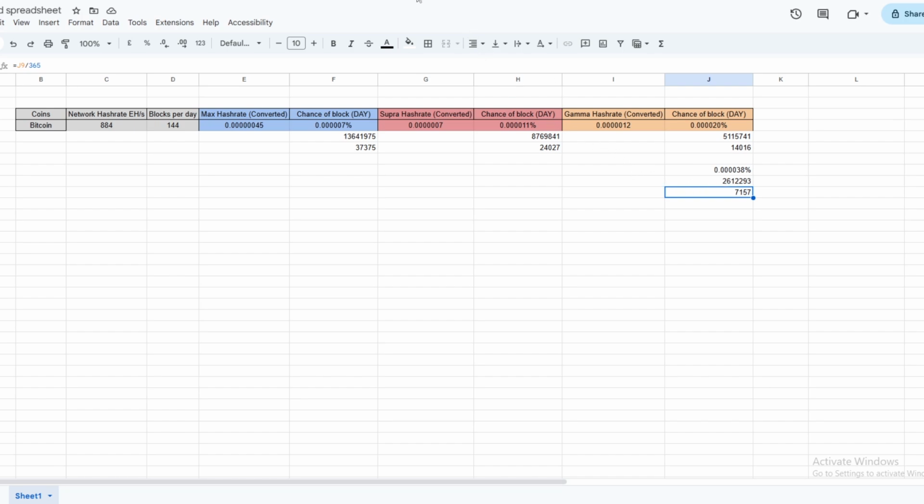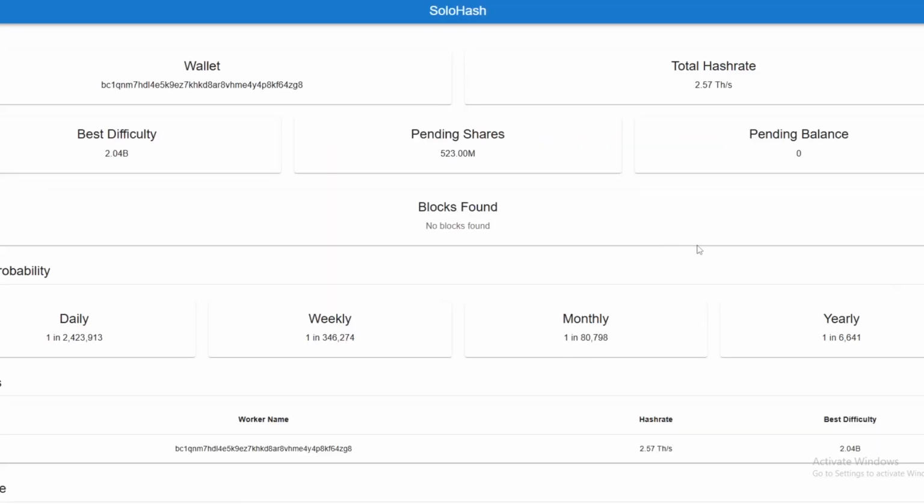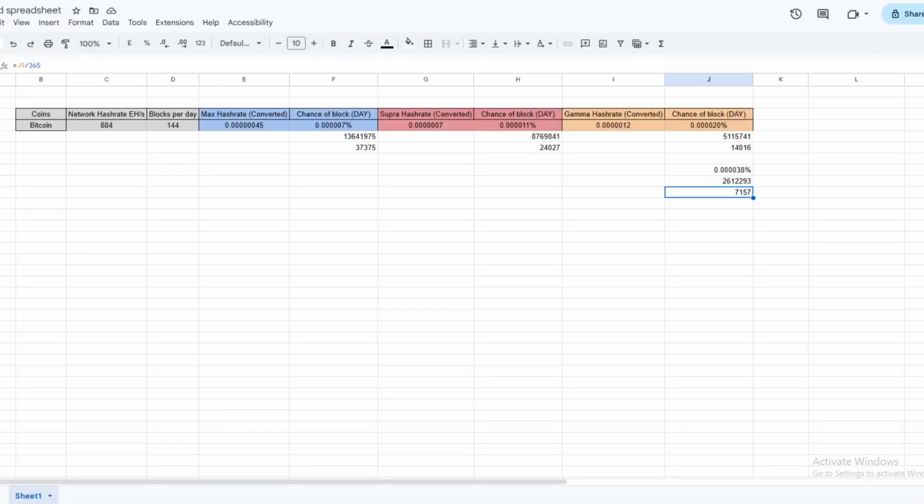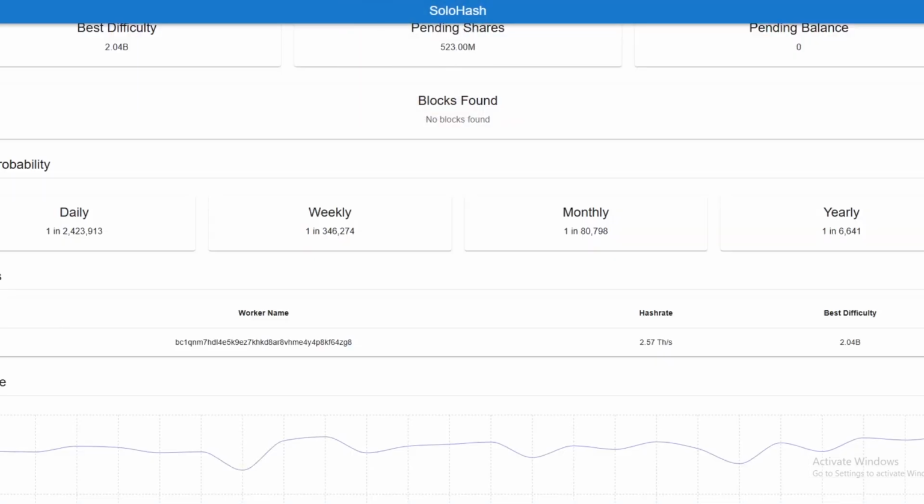So that's what's happening basically in the background of all of these mining pools that show you your chances. This kind of does align with what we have here, so they might be slightly off because they might be a bit more dialed in terms of the chances of block per day and the network hash rate. This is a very basic calculation. We had ours figured out at 7,157 years at this hash rate.